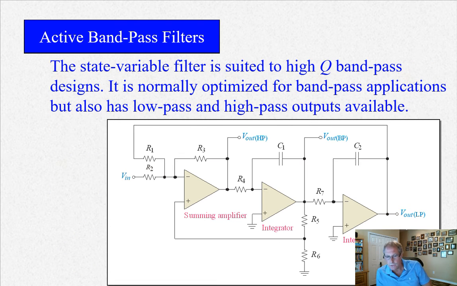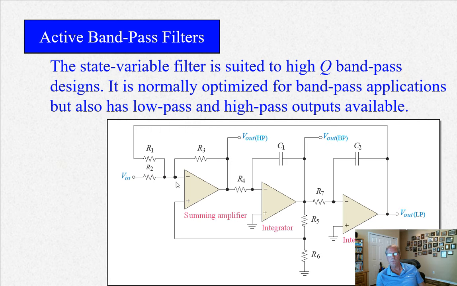Here's one that doesn't look like a very simple circuit. It uses 3 op-amps. It is a state variable filter. Okay, but the cool thing about it is that you get a high pass output right here out of the first op-amp. You get a low pass output out of the last op-amp, and in the middle, you get a band pass output.